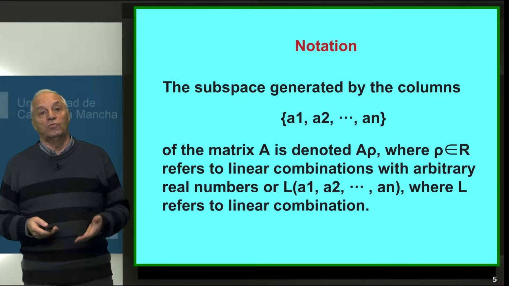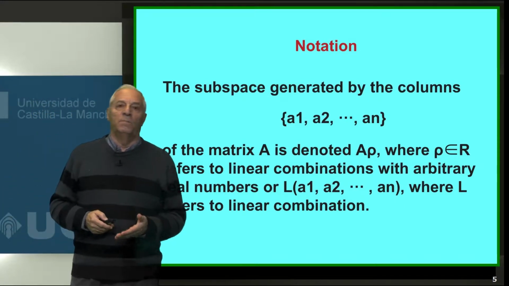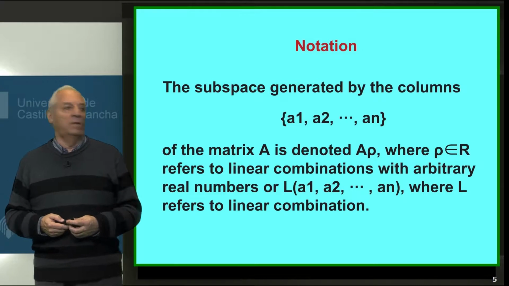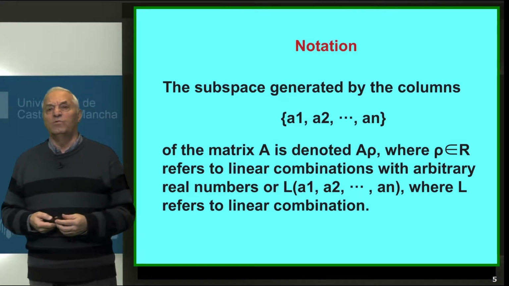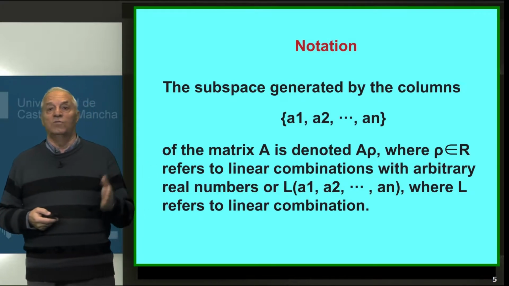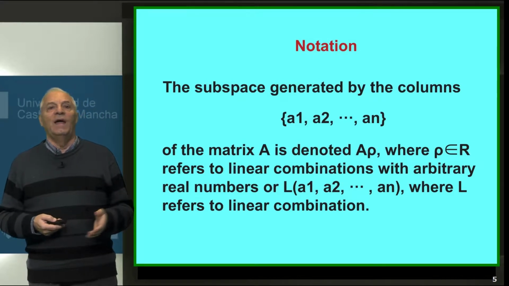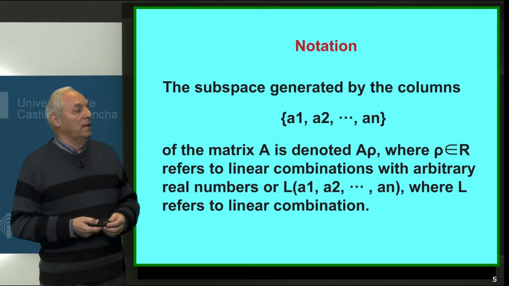We can also use another notation, which is L of A1, A2, An, where the Gothic letter L, that you have there, refers to linear, that is, with that, we are expressing that they are all vectors which are linear combinations of the vectors A1, A2, An.